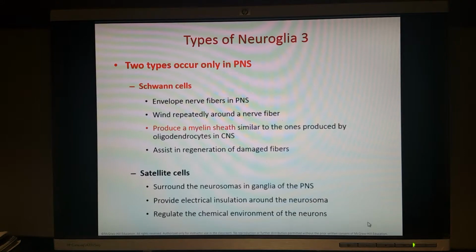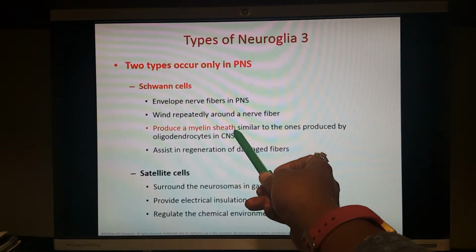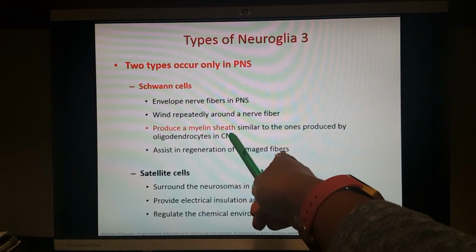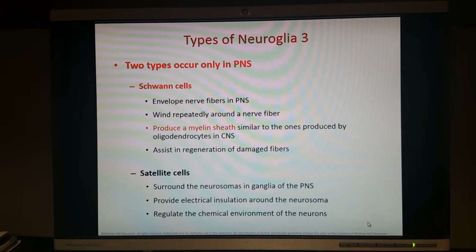So they create a myelin sheath, except it's only one cell making one part of that myelin sheath. So instead of having many arms like the oligodendrocyte, that one cell just wraps around like a pig in a blanket. So their job produces the myelin sheath, helping to increase the speed of transport of your electrical signal down your axon.